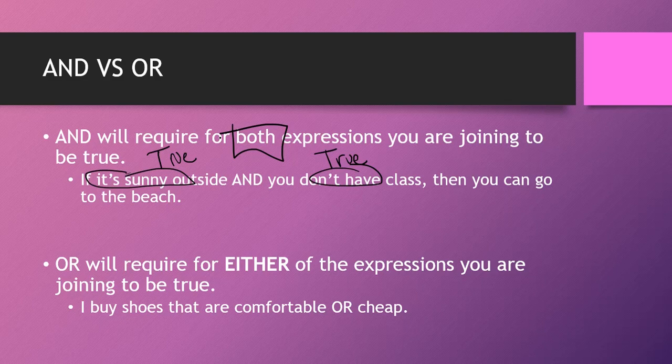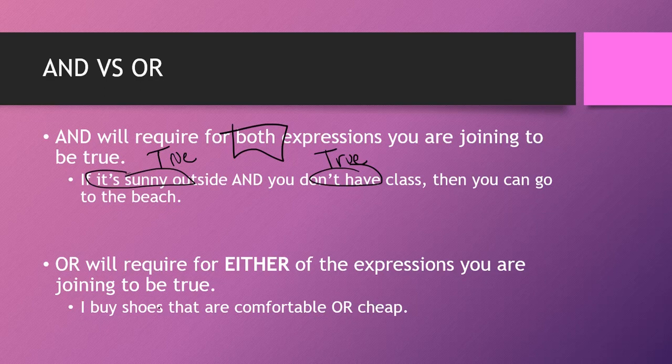Or, on the flip side of that, requires only that either of the expressions you're joining be true. My example in English for that would be: I buy shoes that are comfortable or cheap. Let's break that down. If the shoes are comfortable, I buy them, right? Because it's an or. If they're cheap, I'll still buy them, even if they're not comfortable.